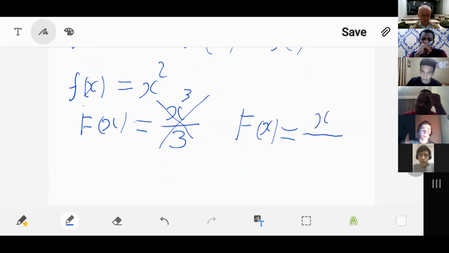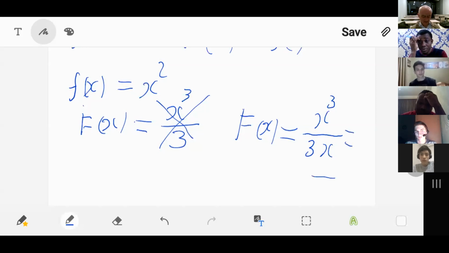So your answer is x to the power 3 divided by what? 3x. Yes. But we can reduce it. So I get your answer is x squared divided by 3. Yes. But it is the same as x squared divided by 3.